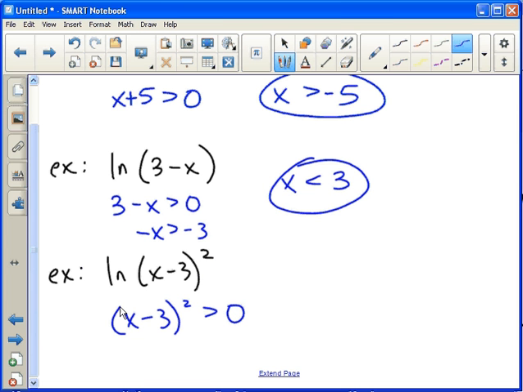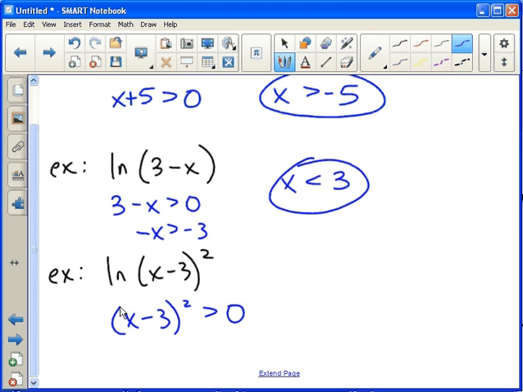x minus 3 squared greater than 0. Well, whenever you square a number, it's going to be positive, right? So that means you should be able to plug in anything for x, except for one thing. There's one thing that we could plug in for x that would not make this greater than 0. And that would be 3. So this one turns out to be x does not equal 3.